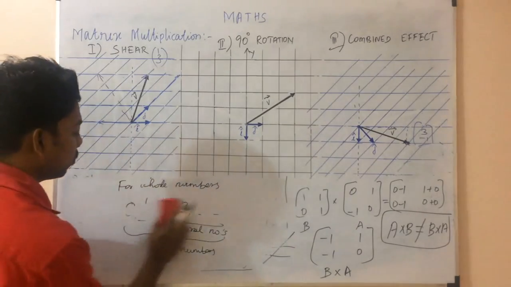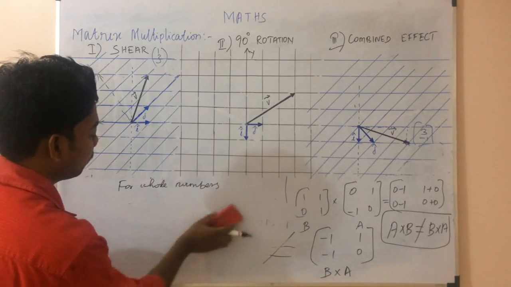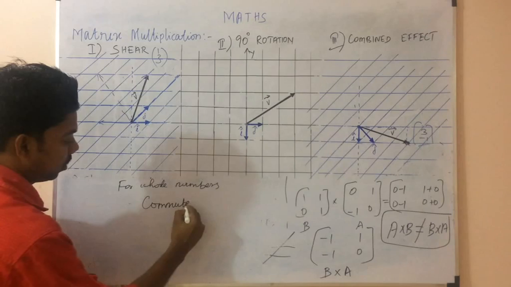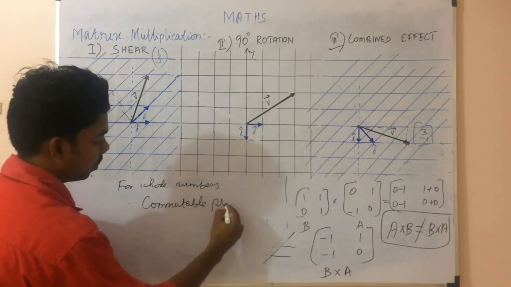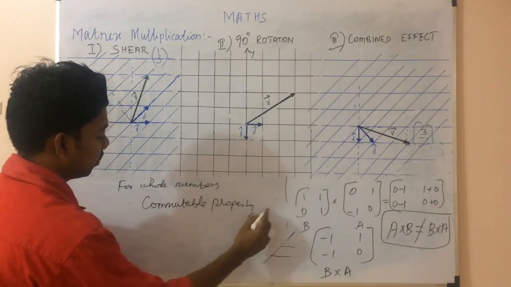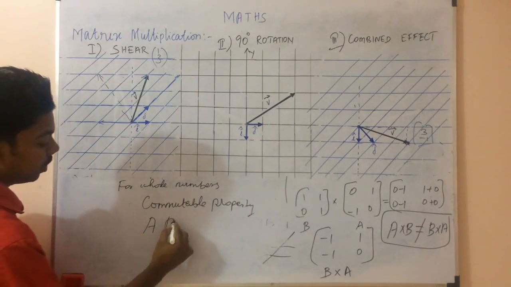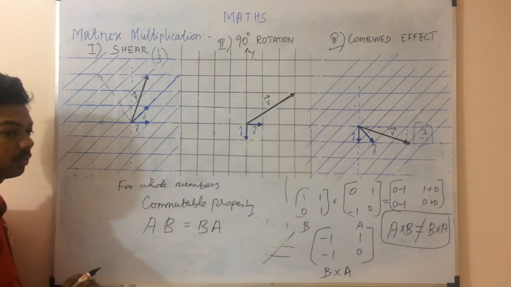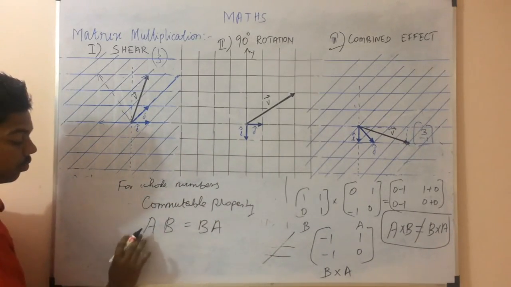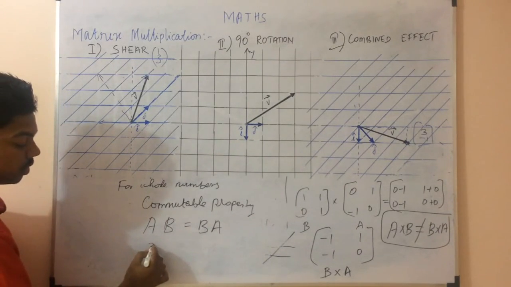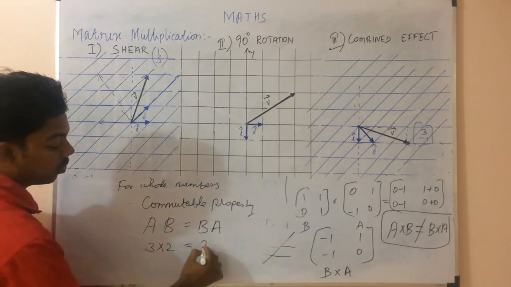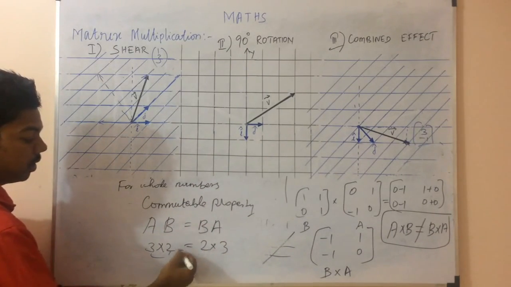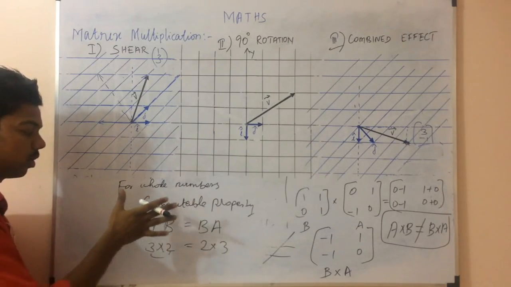One property of whole numbers is the commutative property. What is this? A into B is equal to B into A. This is the commutative property for whole numbers. It denotes that if you multiply two numbers, for example 3 into 2 will be equal to 2 into 3, because if you do the reverse multiplication, it will be equal.